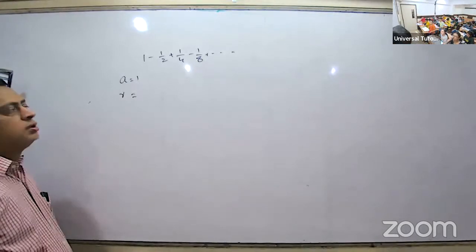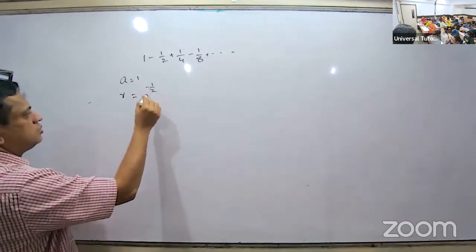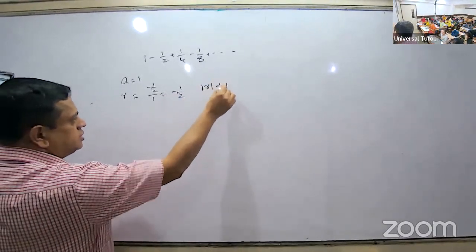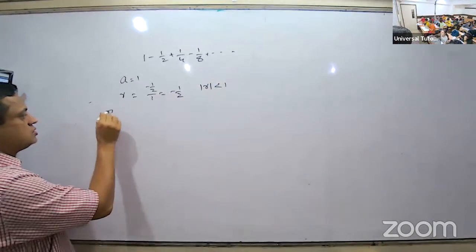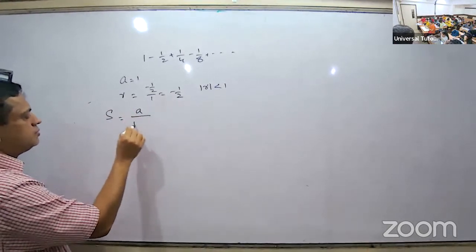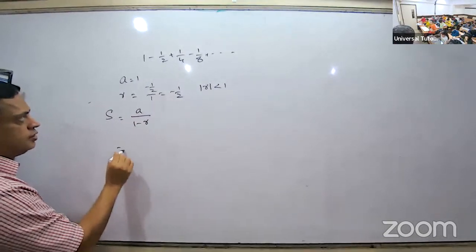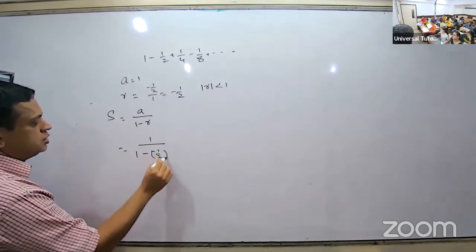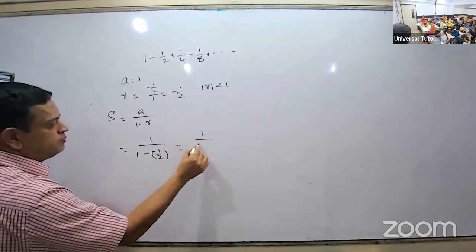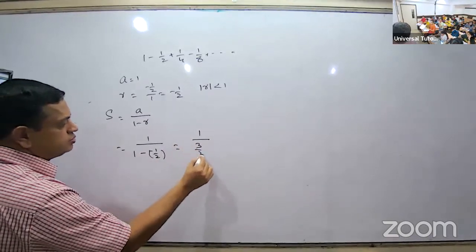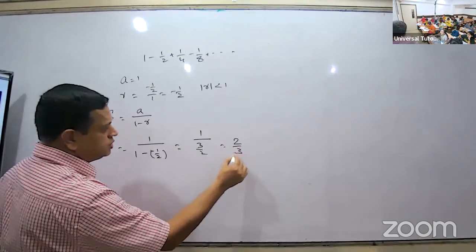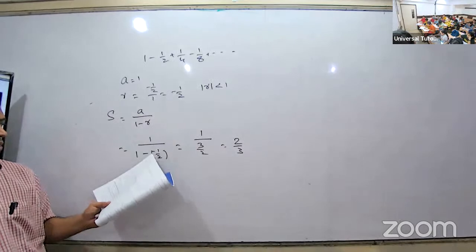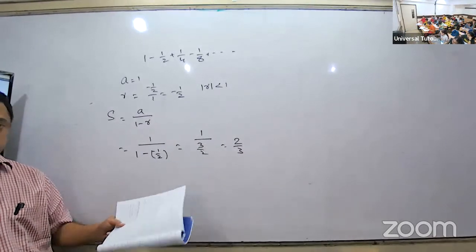Minus 1 by 2 divided by 1 minus 1 by 2. Therefore, mod R is less than 1. Write that statement. Therefore, the sum to infinity S is equal to A upon 1 minus R. Replace: 1 upon 1 minus 1 by 2. What is 1 minus minus 1 by 2? It is 1 plus 1 by 2, which is 3 by 2. The answer is 2 by 3. Hope all of you got it.